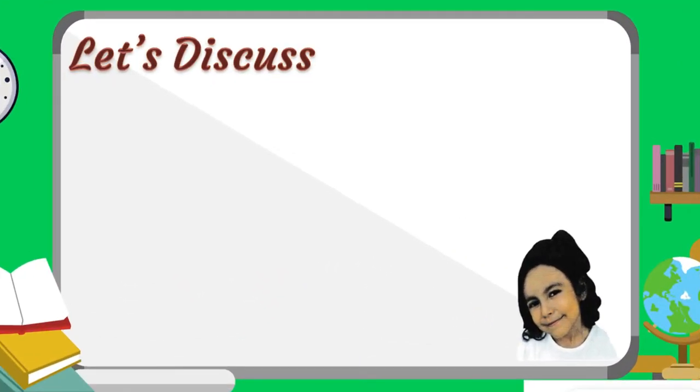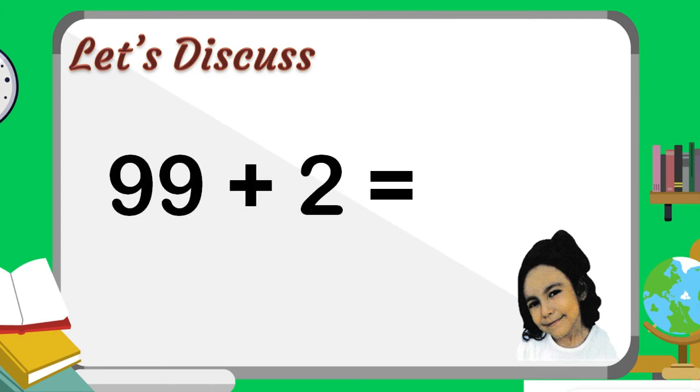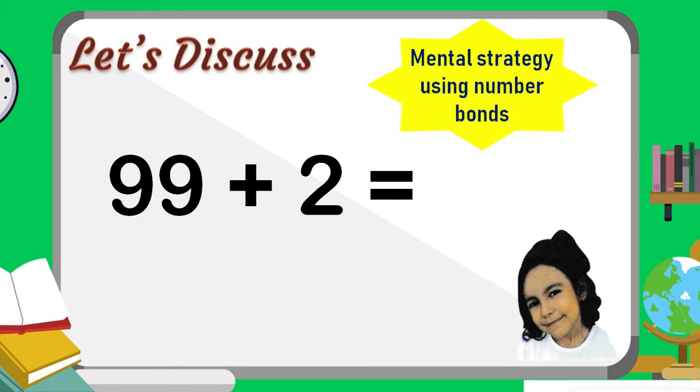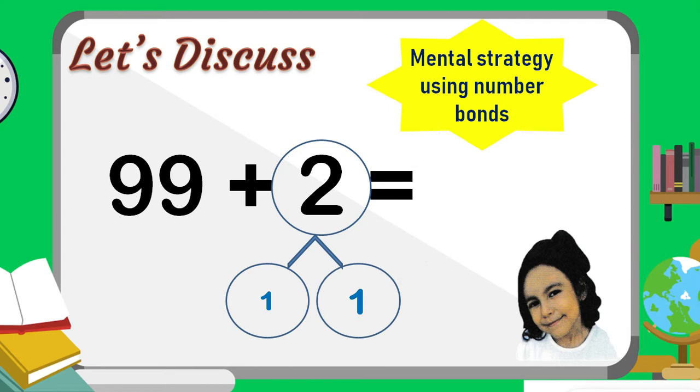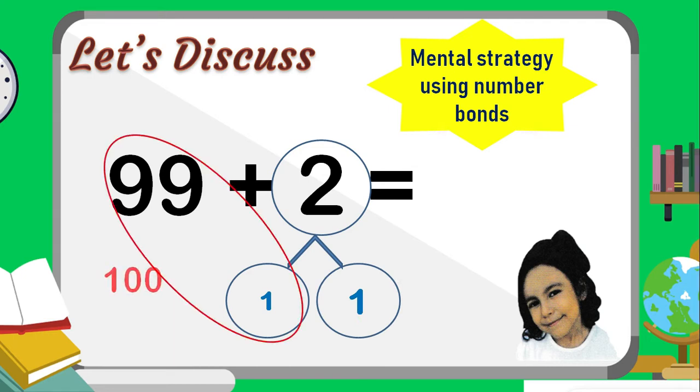Let's discuss. What is 99 plus 2? Let us add these numbers by using mental strategy with number bands. Let us split 2 into 1 and 1 such that 99 and 1 make 100. Then we will add 100 and 1 to get 101.